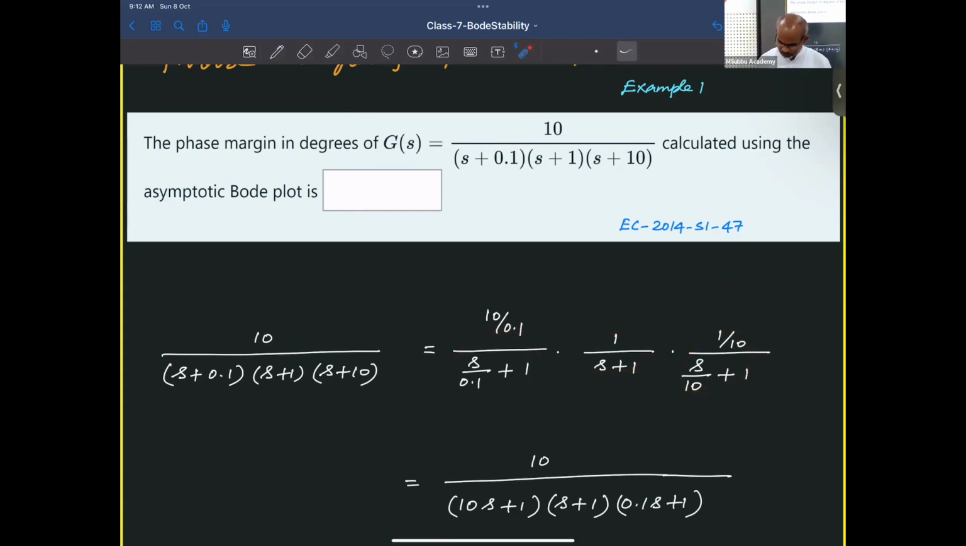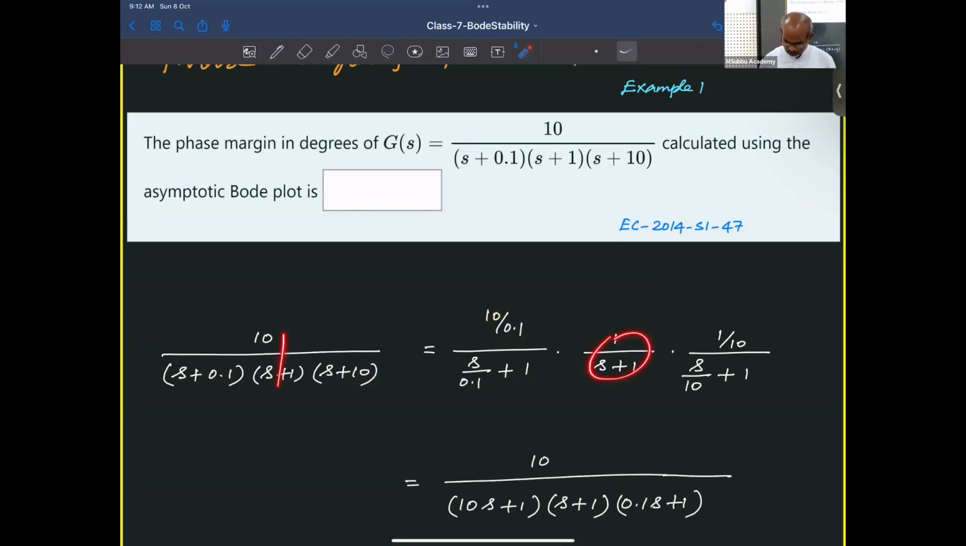Of course, it is the same thing rewritten in first order form. First order form is like 1 by (tau s plus 1). So wherever possible, you convert these numbers to first order transfer function form. So this 0.1 will go to the denominator here. Since we are dividing by 0.1 in the denominator, we do the same thing for the numerator.